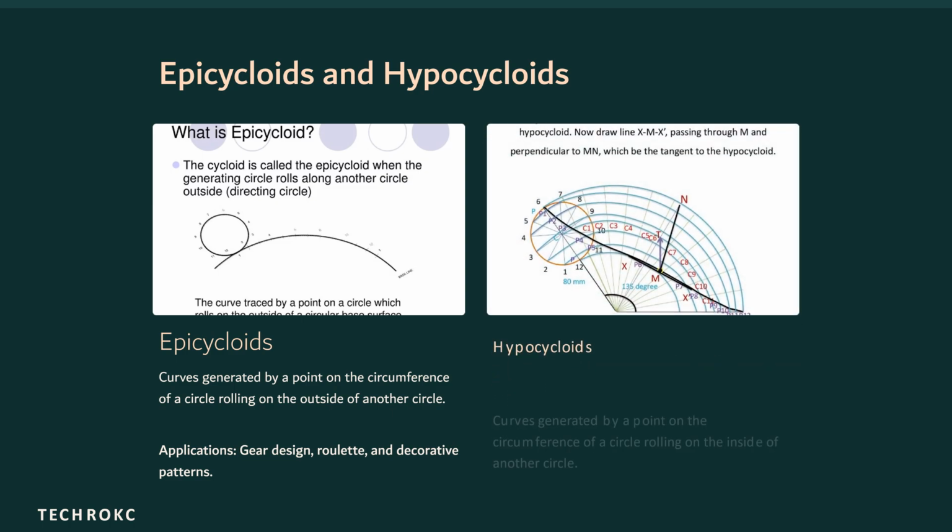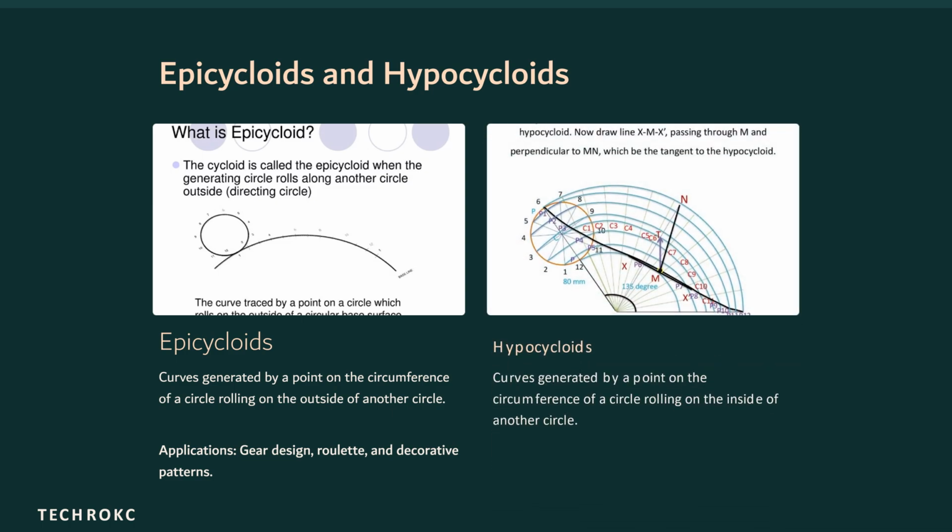The hypocycloids. These are curves generated by a point on the circumference of a circle rolling on the inside of another circle. So cycloids roll on a straight line, epicycloids roll on the outside of another circle, hypocycloids roll on the inside of another circle. The applications include gear designs, cam profiles, and architectural elements.